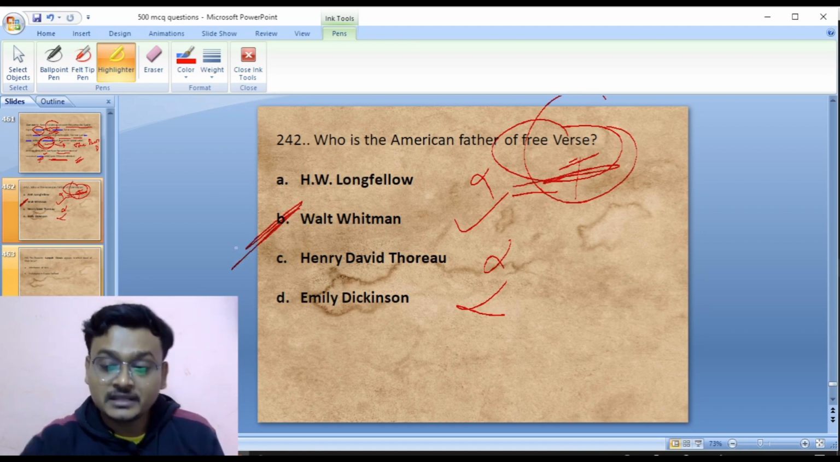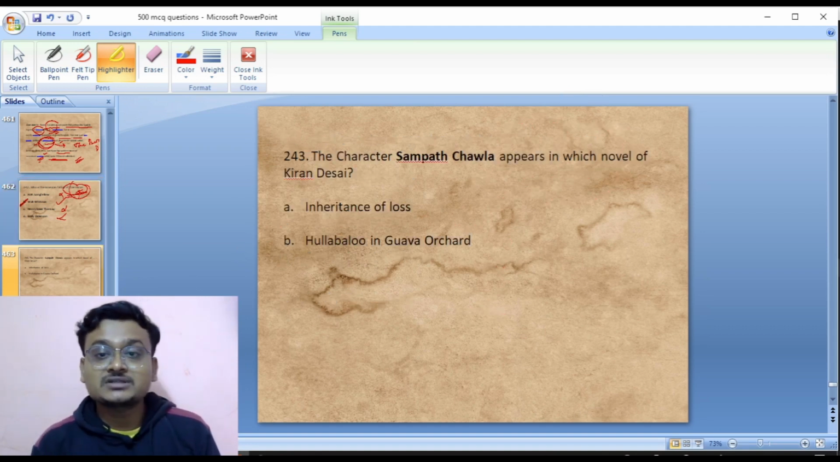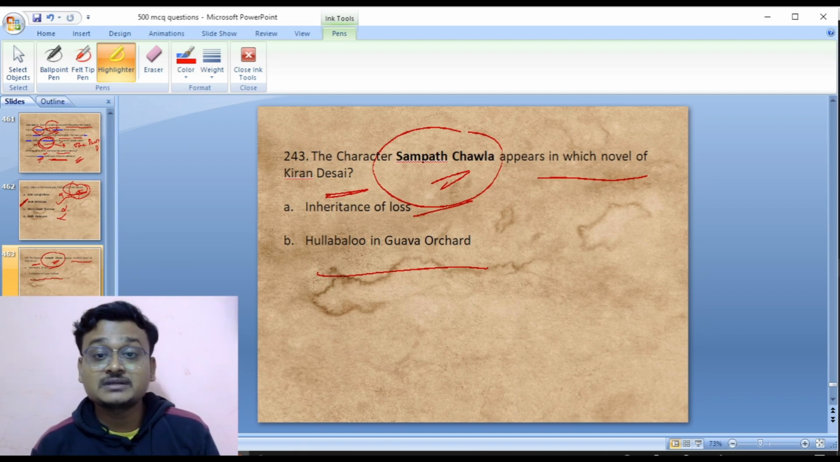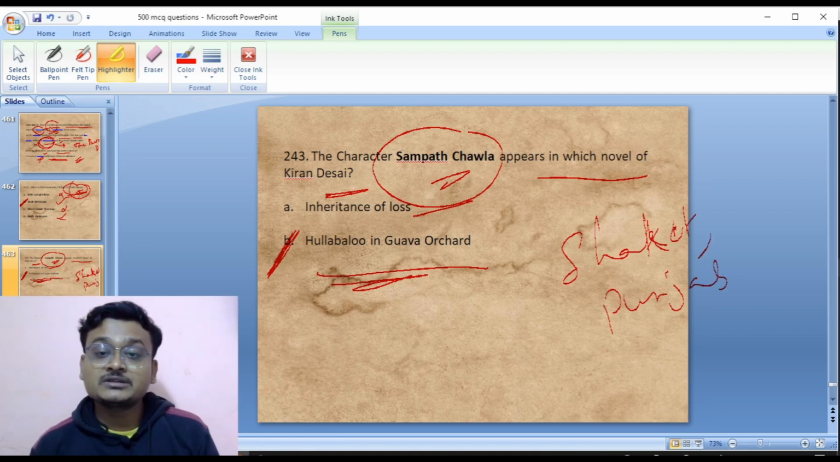So B is the right answer here. Next question: the character Sampath Chawla appears in which novel of Kiran Desai? So Inheritance of Loss and Hullabaloo in the Guava Orchard. Sampath Chawla appears in Hullabaloo in the Guava Orchard, set in Shahkot, Punjab. And Inheritance of Loss is set against the background of the Gorkhaland movement.